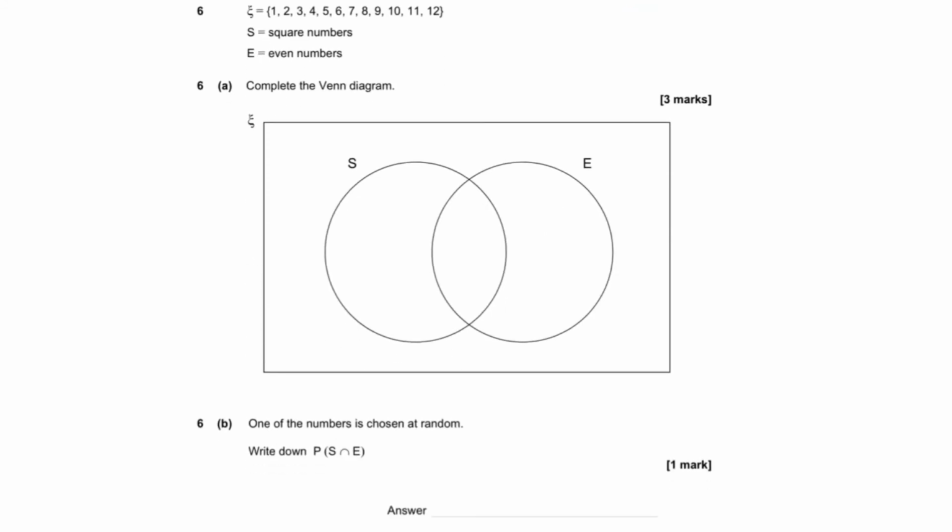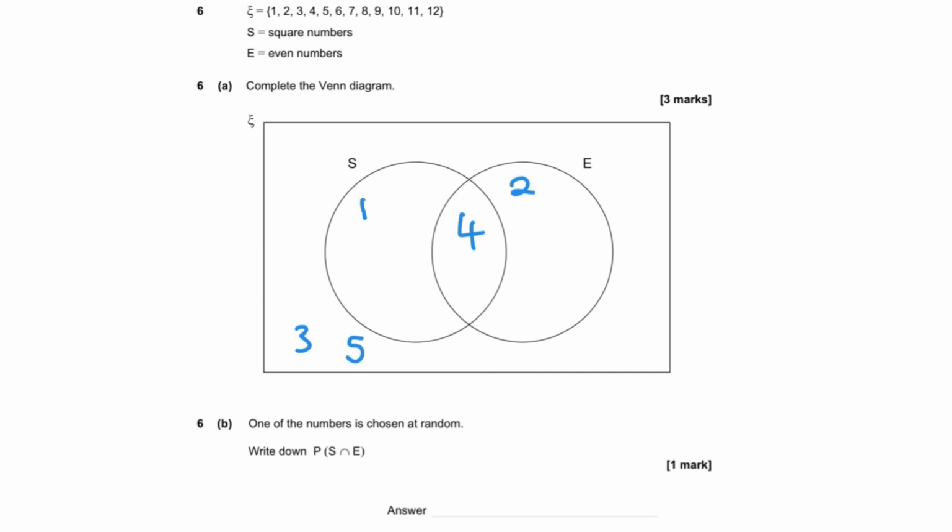So our last question says, complete the Venn diagram. So we've got a circle for square numbers, a circle for even numbers, a bit that overlaps for when they're both square and even, and then a bit on the outside if they're not square and they're not even either. So number 1 we can put in the square bit. Number 2 is even. Number 3 is neither square nor even, so that can go outside. 4 is both square and even, so that goes in the overlap.